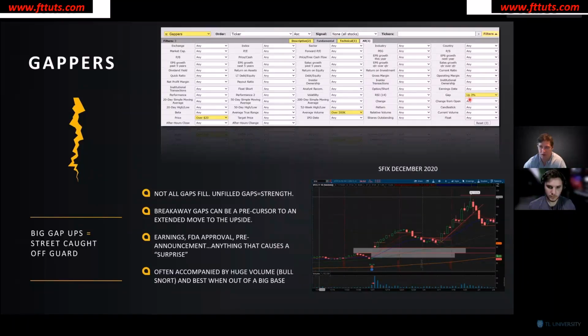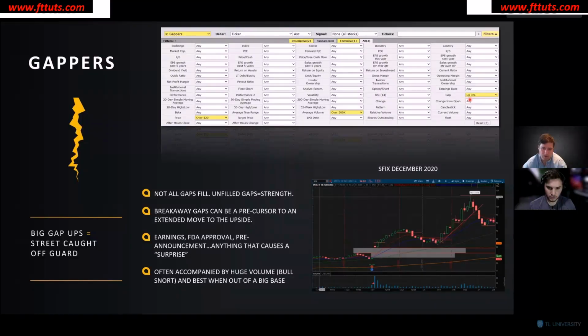I'm not saying run out and market order the stock on the open or anything, but pay attention to that stuff, because there's a reason why that gap didn't fill. And it's because the buyers were strong enough to keep it unfilled. So in addition to just this scan, it's something that I definitely incorporate when I'm reviewing my lists.